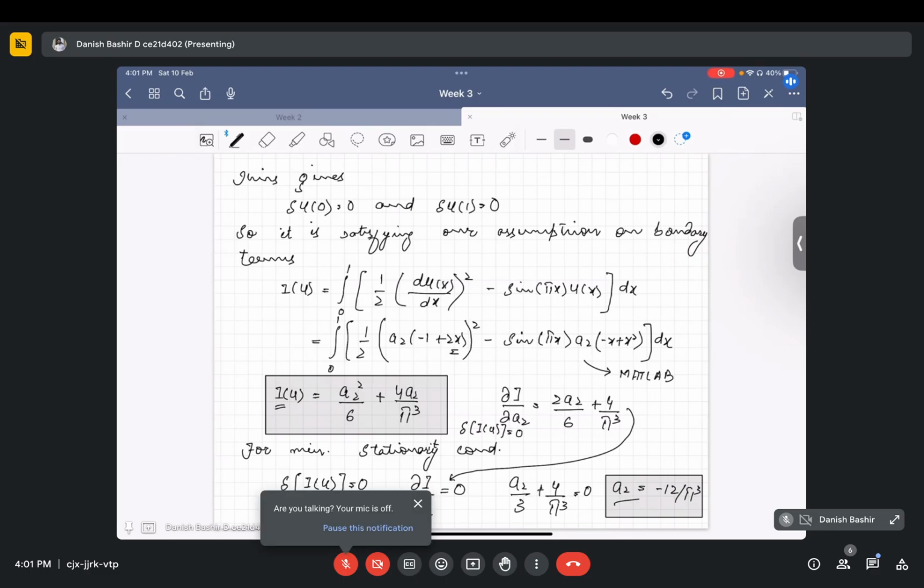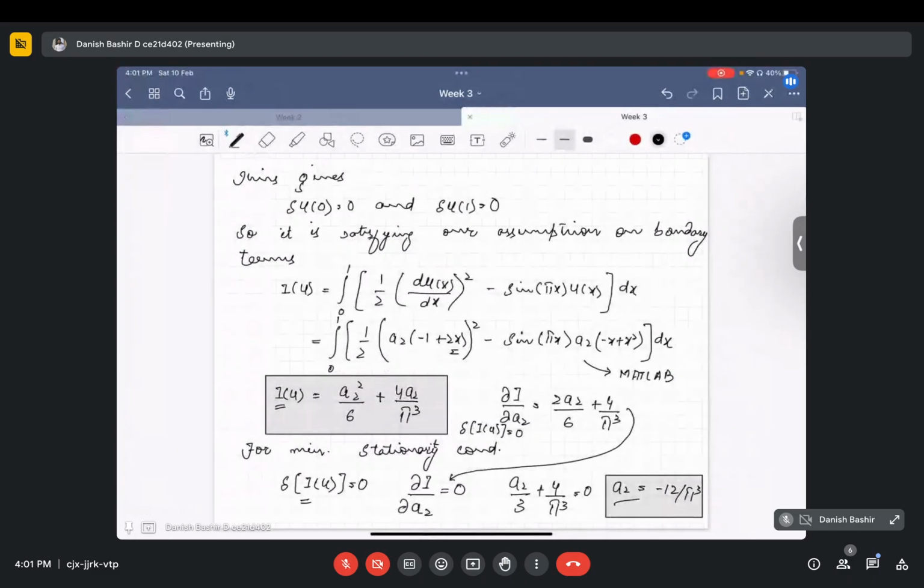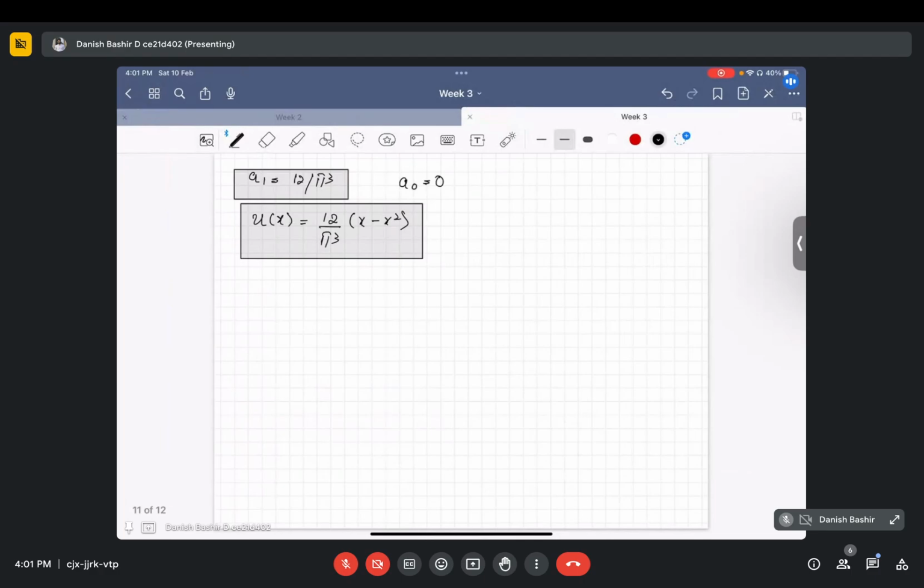Then we have to minimize this, that is, the variation of I of u equals 0. It will be 0 only when its partial derivative with respect to the unknown constants is equal to 0. We equated the partial derivative to 0, and we got a2 and then a1. Similarly, you can use a higher order polynomial, so the number of constants to be found will be more, and the number of equations will also be more. I hope you got this concept clearly.